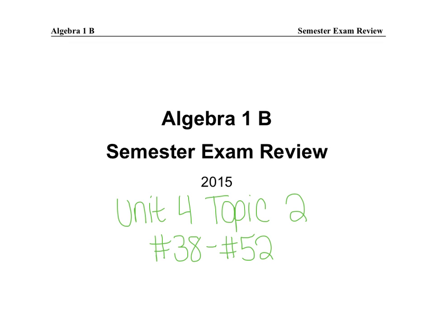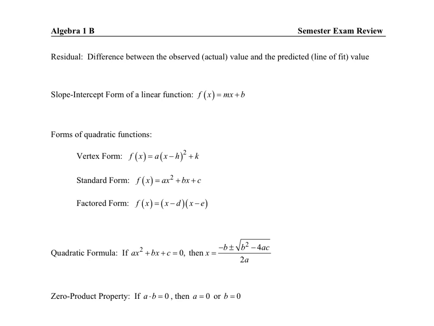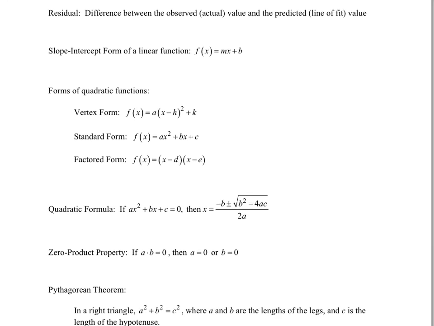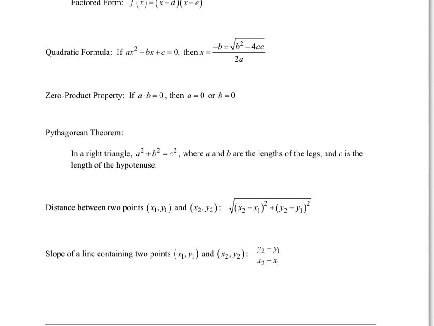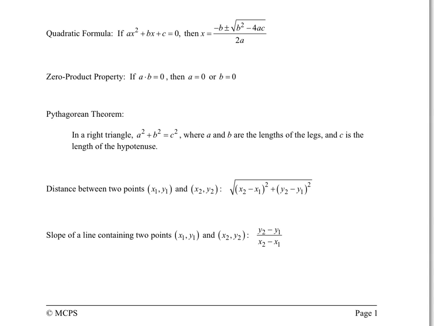This is the Algebra 1B semester exam review for Unit 4, Topic 2, questions 38 through 52. This is the formula sheet that you're given at the beginning of your exam. Please don't forget about it, as it's very important and has really important formulas that you will need to know to be successful.